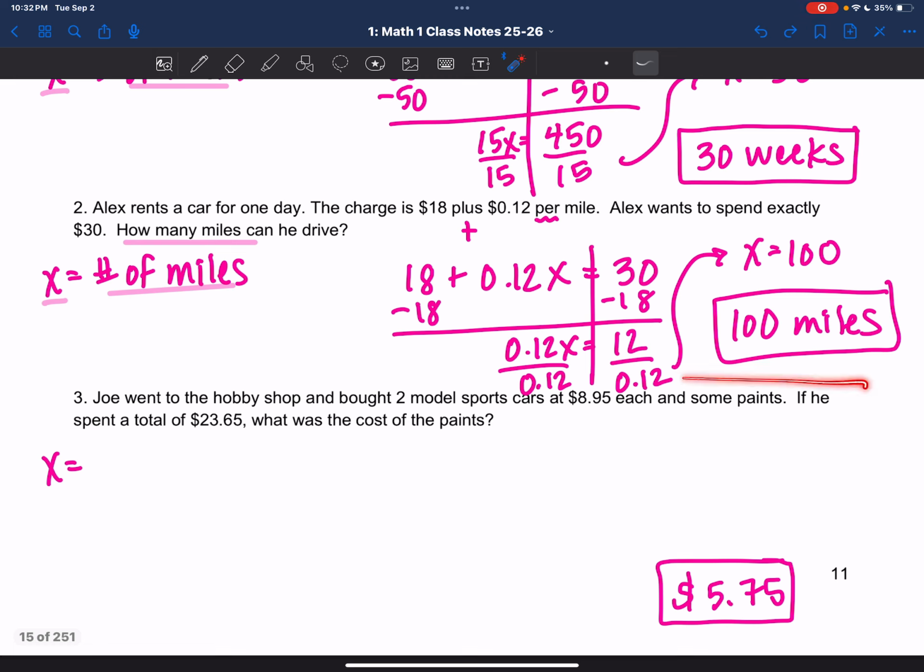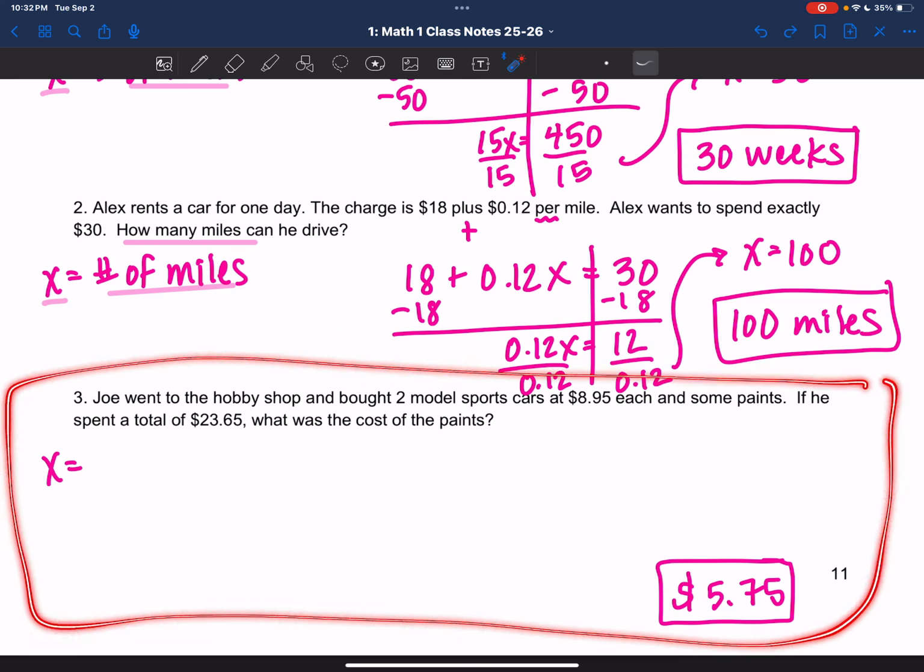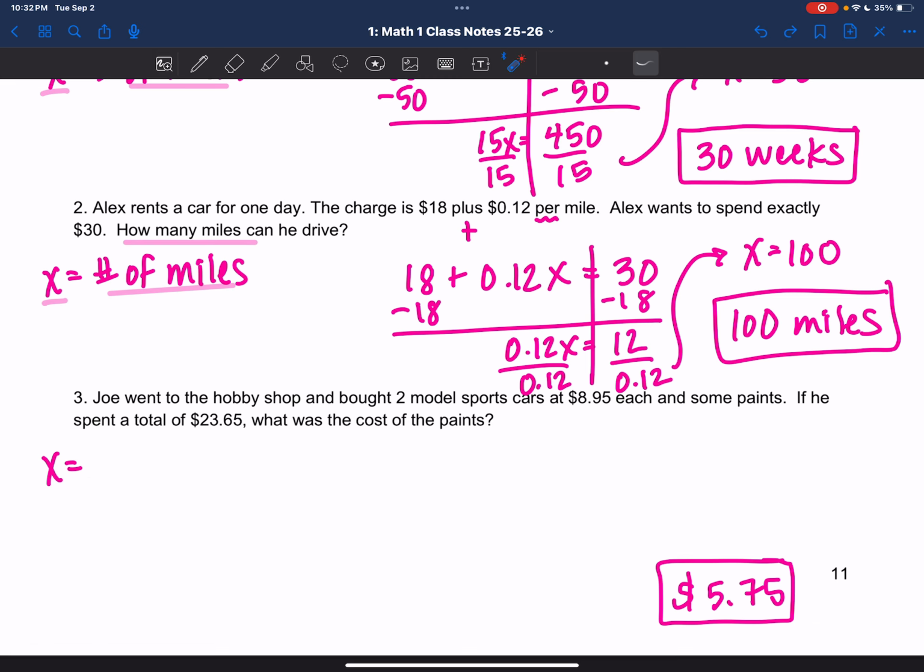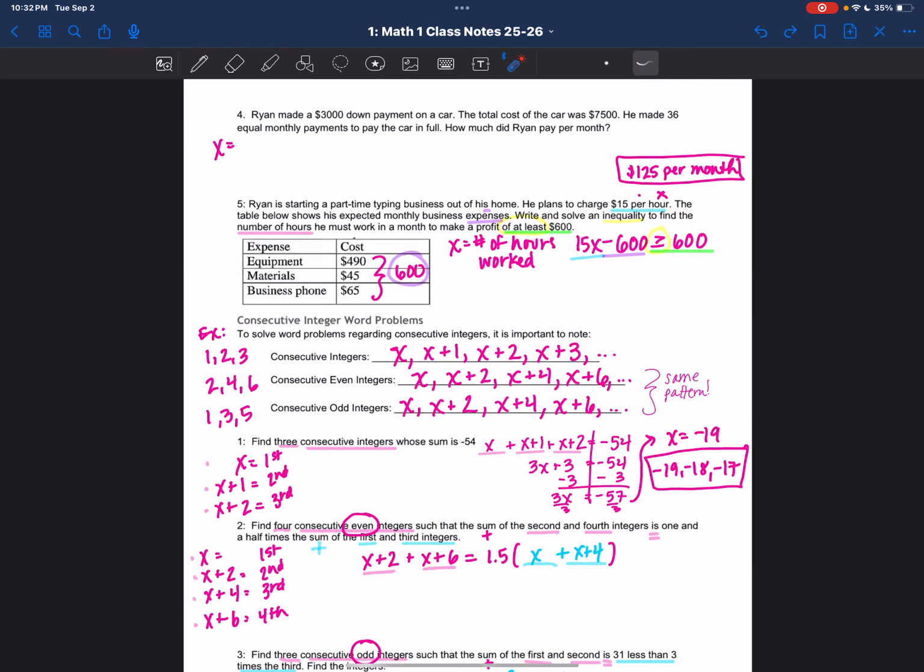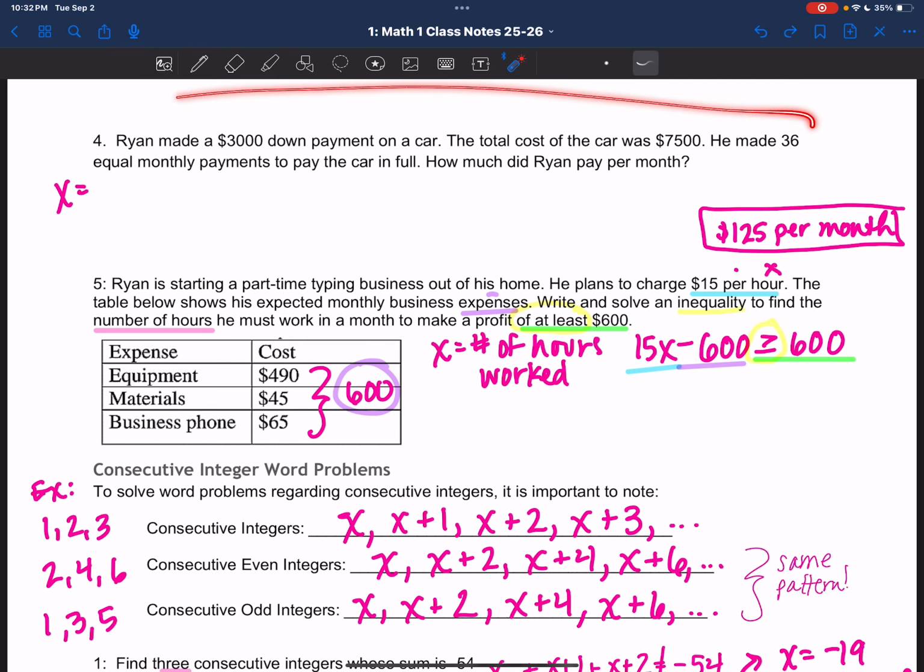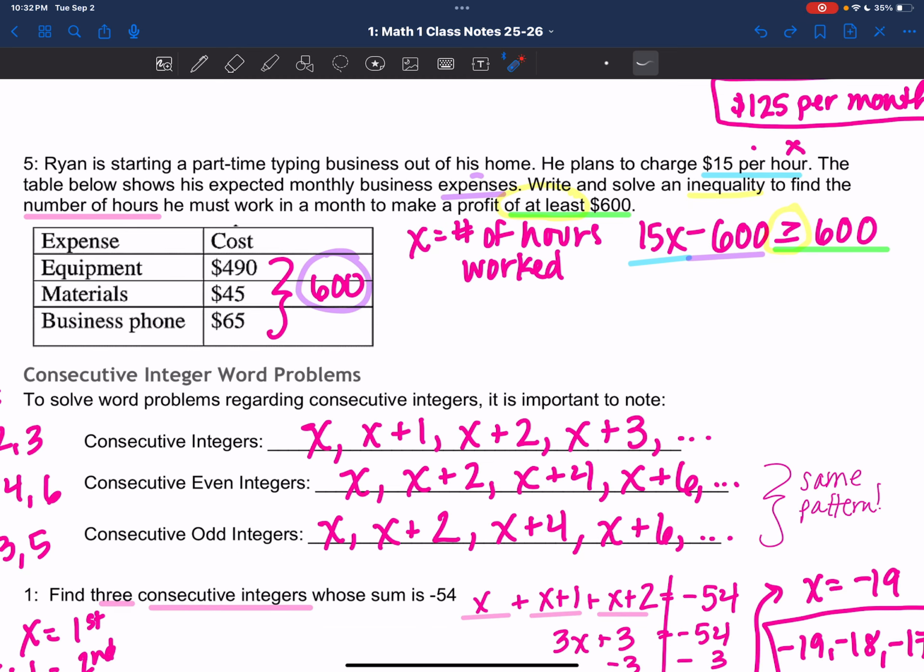All right, I want you to go ahead and do all of this, so make sure you tell me what x represents. Make sure you write an equation, solve it, and if you did this correctly, you should have $5.75. All right, for number 4, you're going to do the same thing. I need to know what x represents, set up your equation, solve it, and if you did this correctly, your answer should be $125.